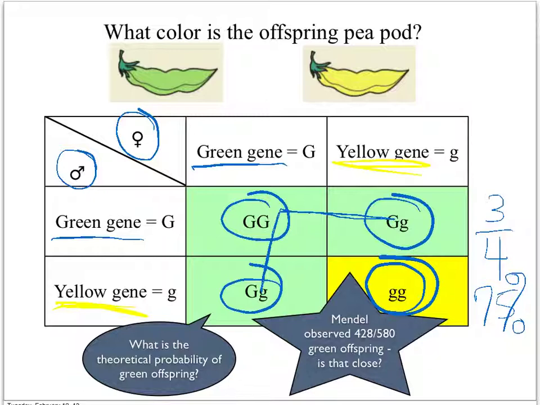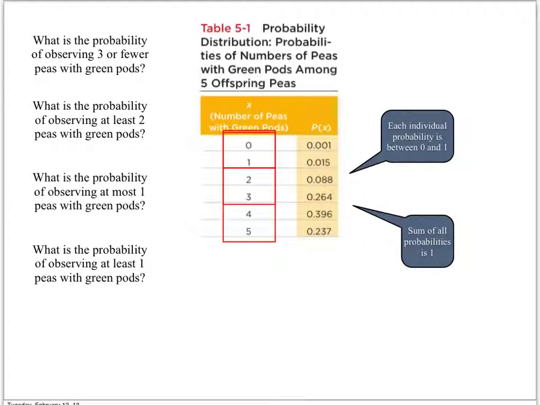So Mendel observed 428 out of 580. And if you do the math on that, 428 out of 580 actually works out to 0.737, which is pretty close to 75%. There are some who think that Mendel doctored his results, but we won't get into that. We'll just say that his observation was pretty close to what we would expect theoretically.